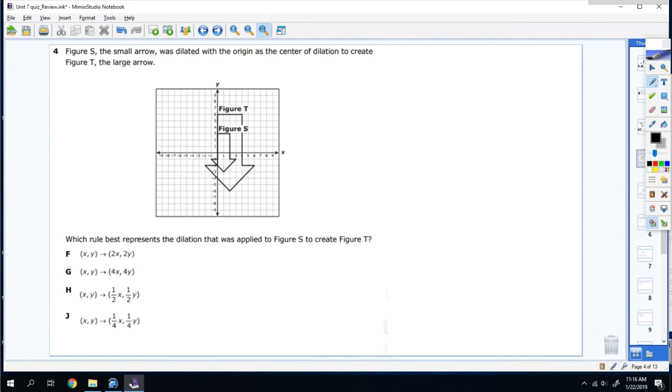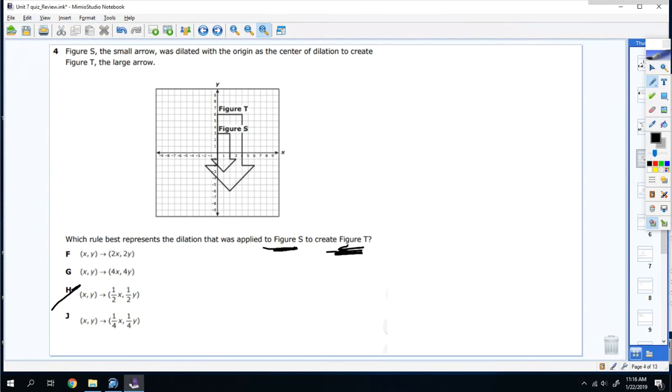All right, number 5. Figure S, the small arrow, is dilated with the origin as the center of dilation to create figure T, the larger arrow. Which rule best represents the dilation that was applied to figure S to create figure T? This is where a lot of y'all went wrong. Y'all figure out the rule of how to get from figure T to figure S. You're doing S to T. So it means you're taking this small arrow and making it bigger.